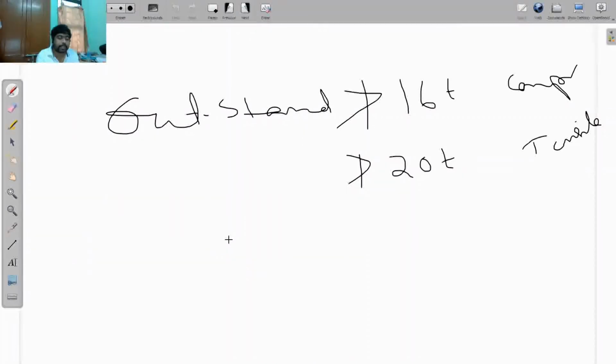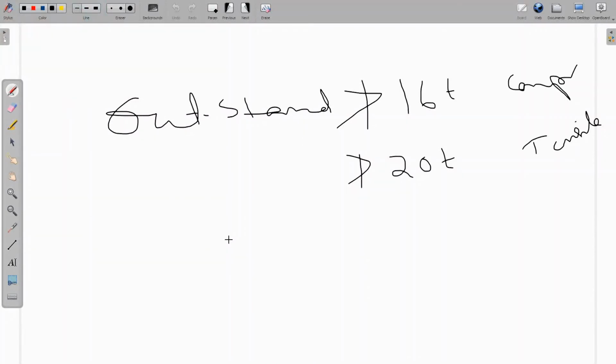Once you know the maximum bending moment, then you will find out the section modulus Z. Last class I discussed how to find out the Z required. Z required is nothing but the maximum bending moment divided by permissible bending stress. That will give you the Z required. Now go to the steel table and find out the section modulus. Suppose you require a section modulus Z.